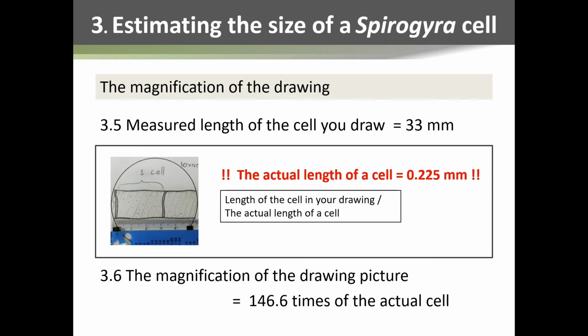The magnification of the drawing can be calculated as we show in this box: the length of the cell in your drawing divided by the actual length of a cell. So the drawing is 146.6 times bigger than the actual cell.